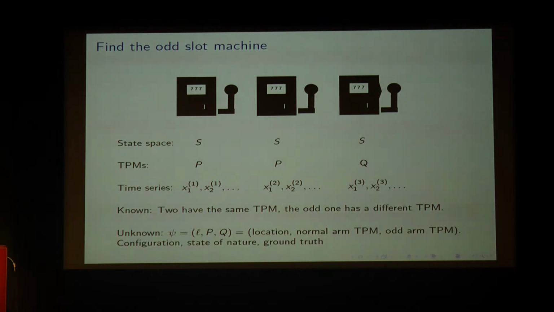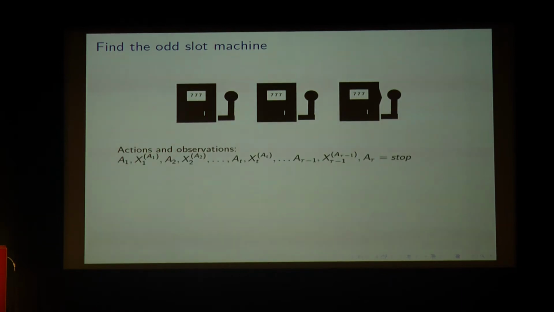I will variously call this a configuration, because we will be given a particular problem instance where we will have to identify where the odd slot machine is. And so this particular set of unknowns, I will call a configuration for a particular problem instance, or the state of nature, or ground truth. Okay. So what do we do to identify where the odd arm is, or where the odd slot machine is?